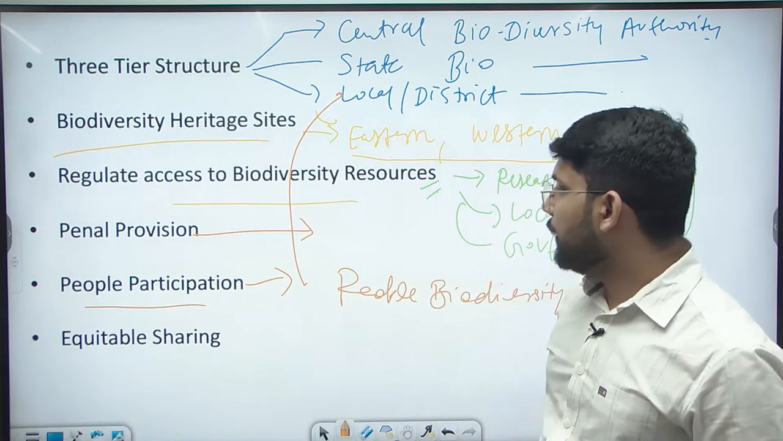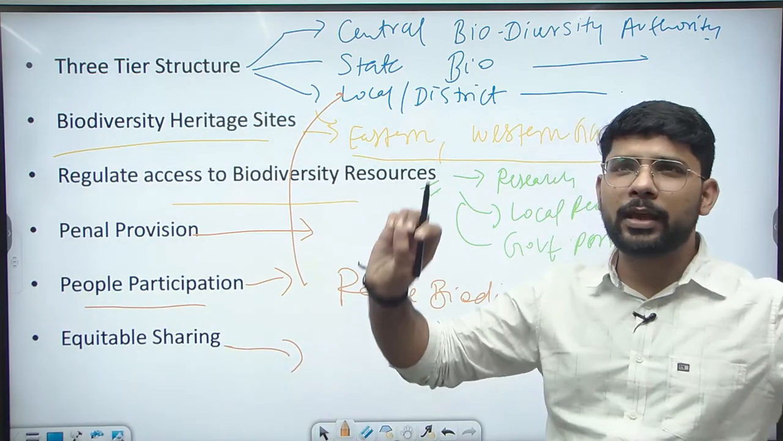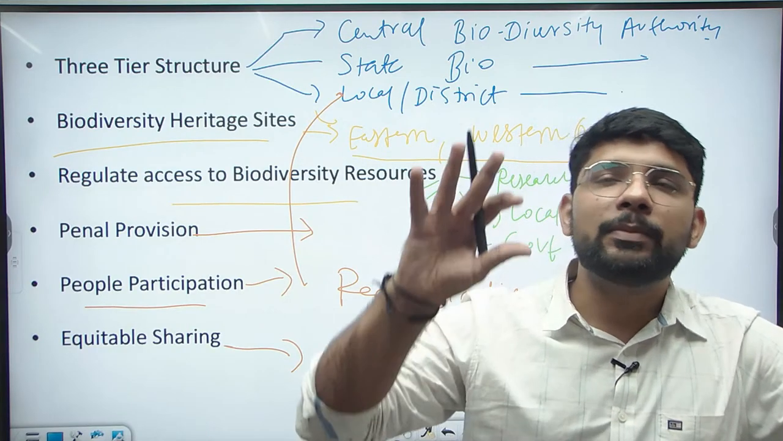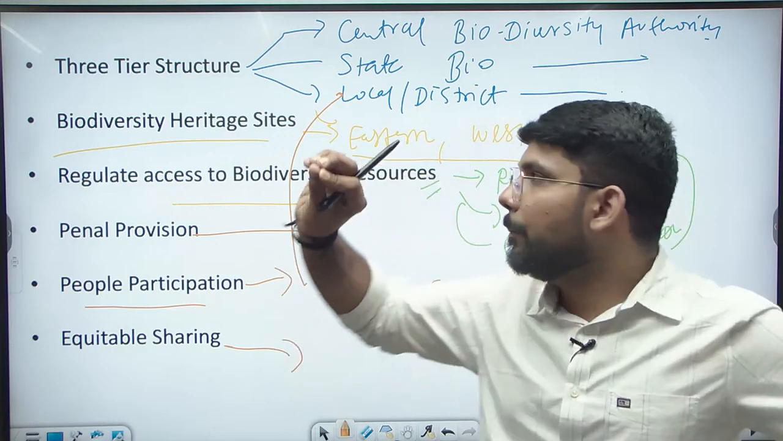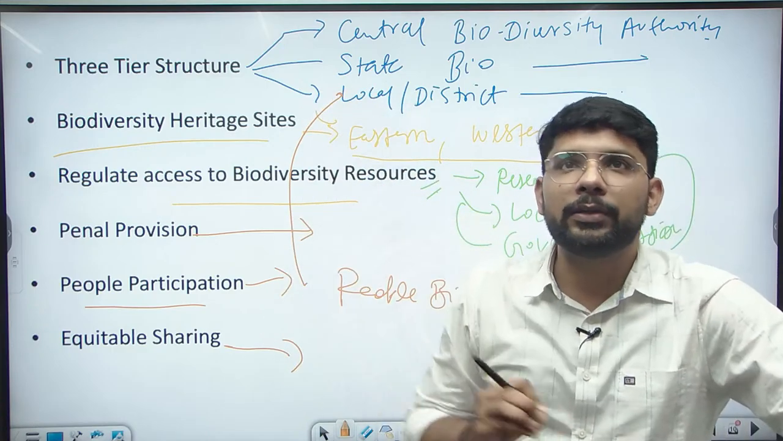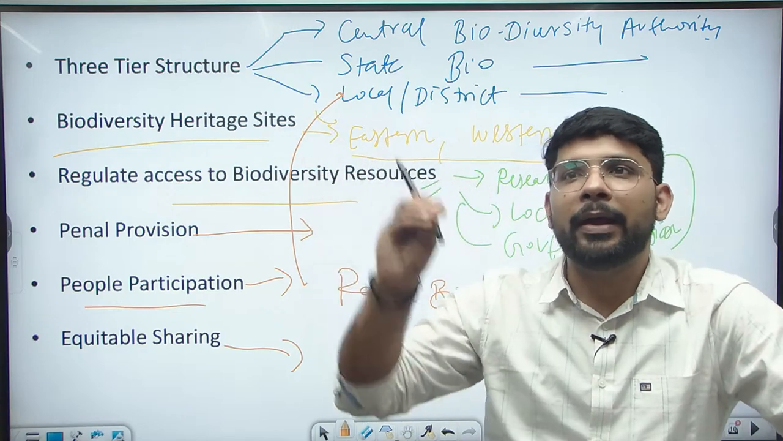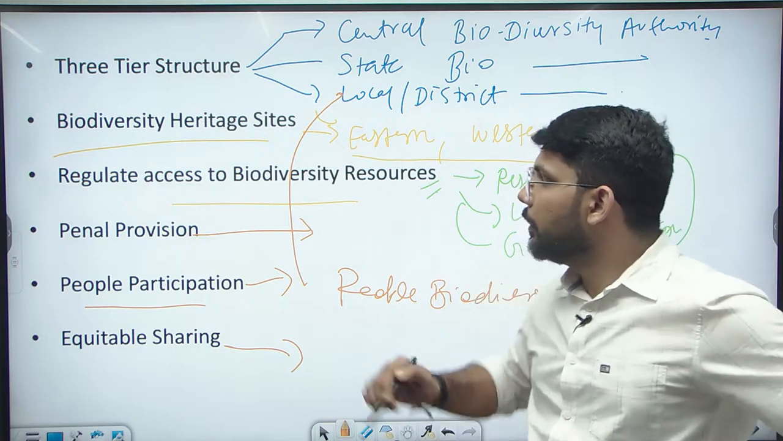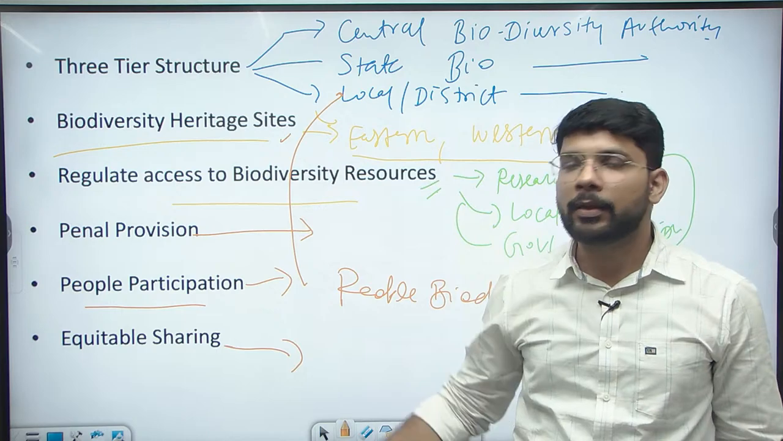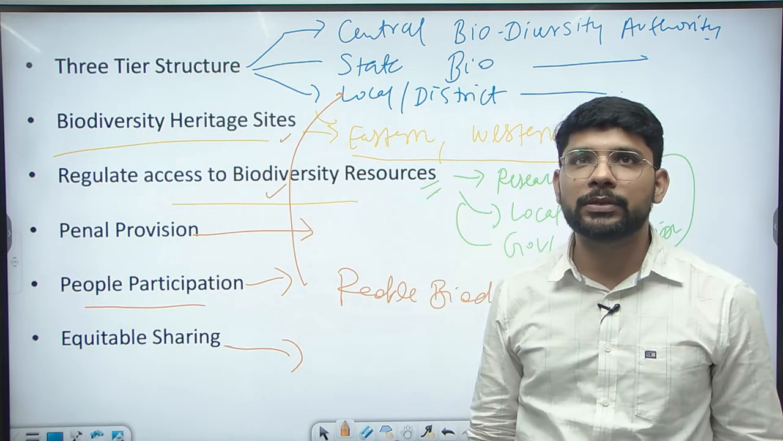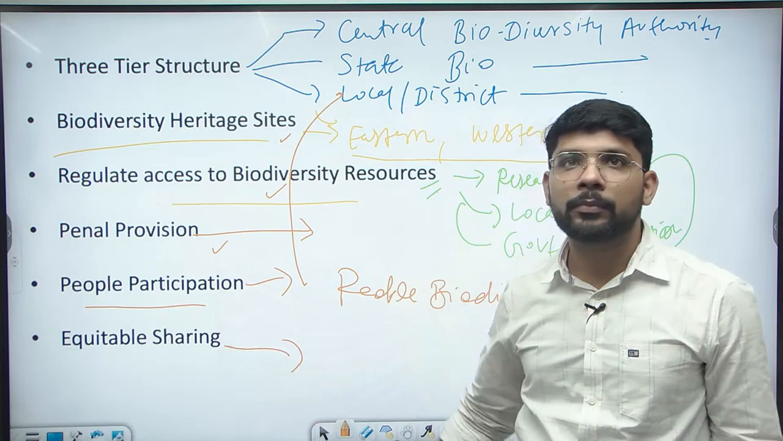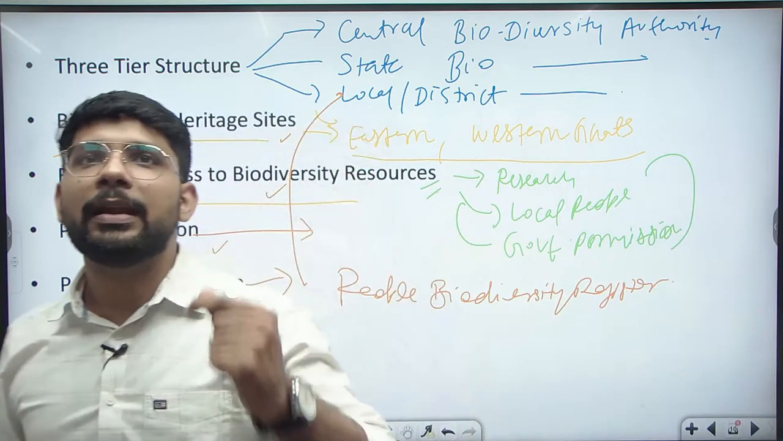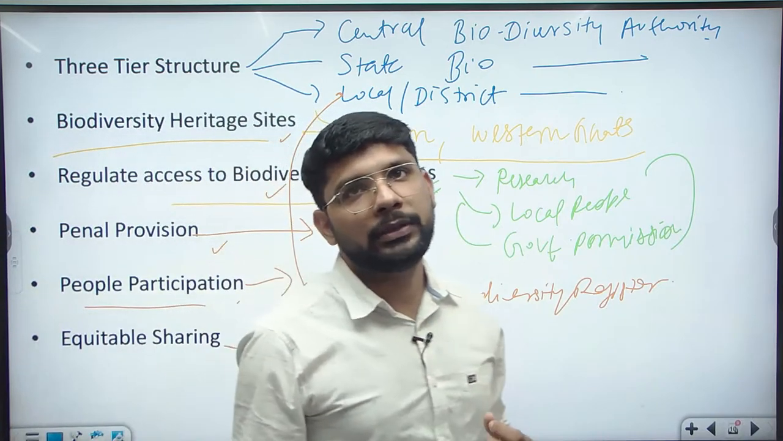Then the equitable sharing. Equitable sharing means they are also allowing the locals to collect some of the resources. So these are some of the areas where the Biodiversity Act of 2002 helps in protecting the biodiversity in the country: three-tier structure, biodiversity heritage sites, regulation of access to biodiversity resources, penal provision, people participation, and equitable sharing. All this will help in the protection of the biodiversity.